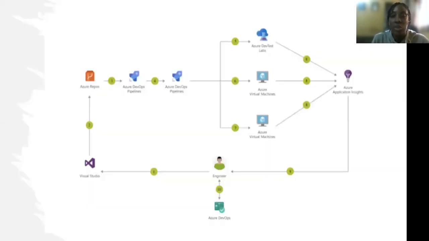So this diagram shows us a workflow using DevOps tools. The engineer builds his code on Visual Studio, then pushes it to the Azure repo, which passes through the pipelines, and then goes through a series of Azure products such as the Dev Test Lab, the virtual machines. So all these are tools which can be used by an engineer when making use of DevOps to build a product to be pushed out to production.